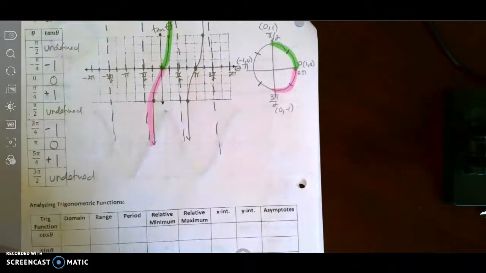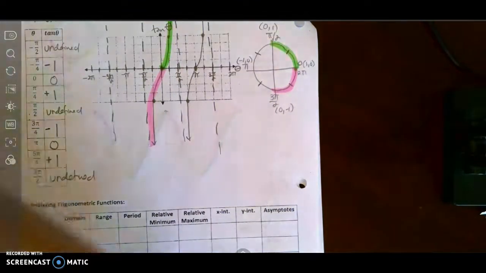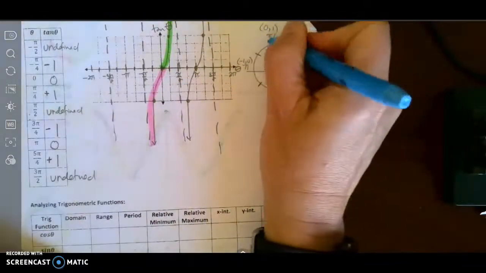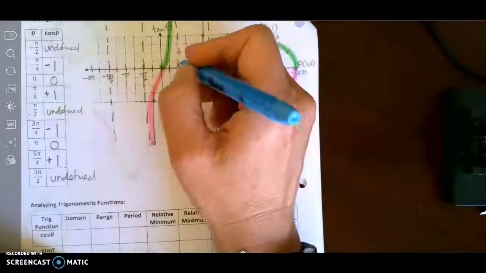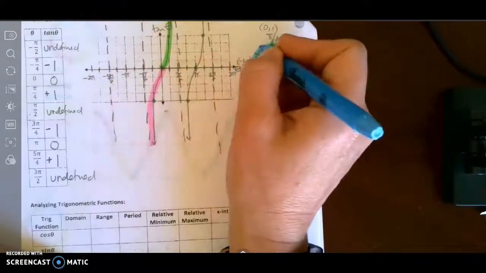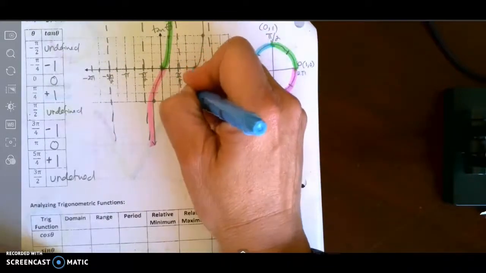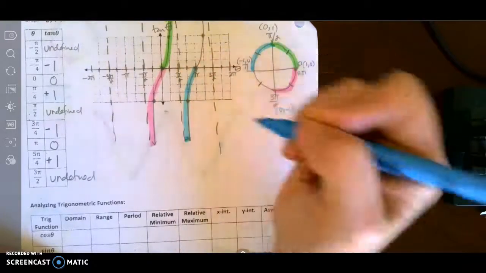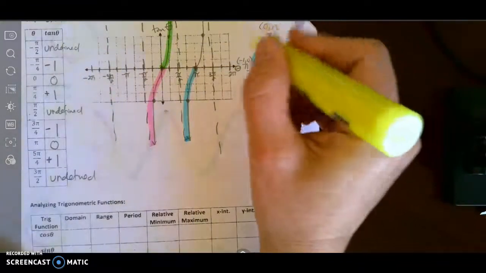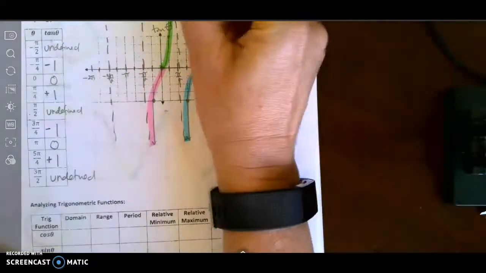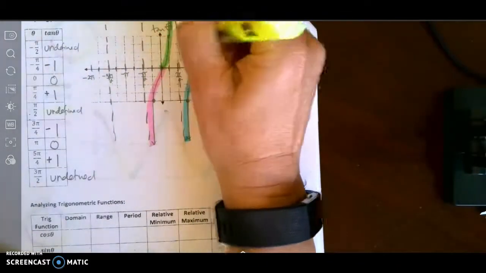And let's again look at our colors. Blue represents quadrant 2, which goes from pi over 2 to pi. So from here to here, this is my blue, or my quadrant 2. And then from pi to 3 pi over 2, that'll be my yellow.